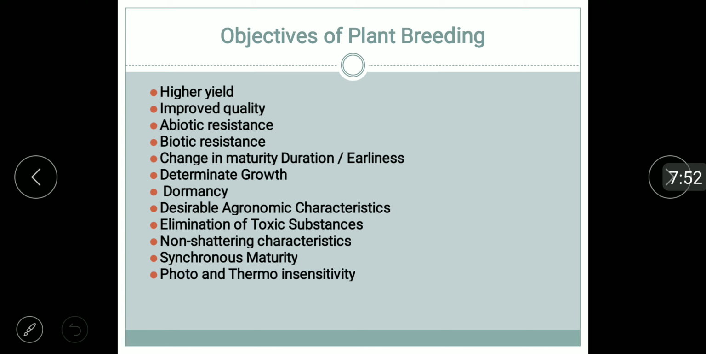Photo and thermo insensitive, high wider adaptability: it should be adaptable to a wide range of environmental conditions. And photo and thermo sensitive: if there is less or more sunlight, or higher or lower temperature, it should be sensitive.